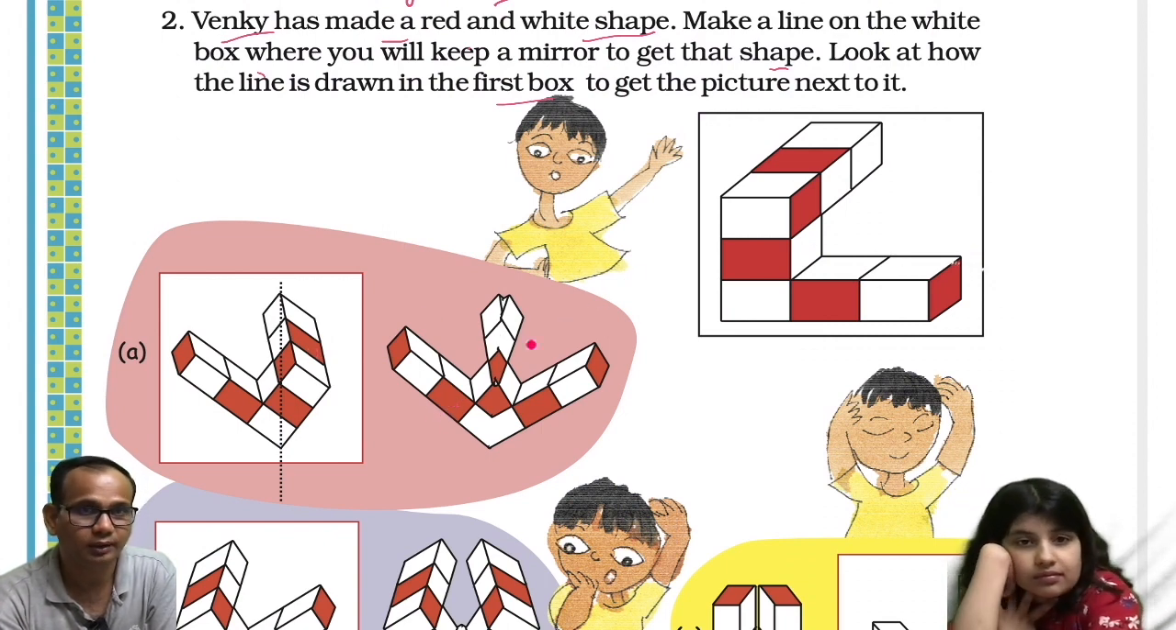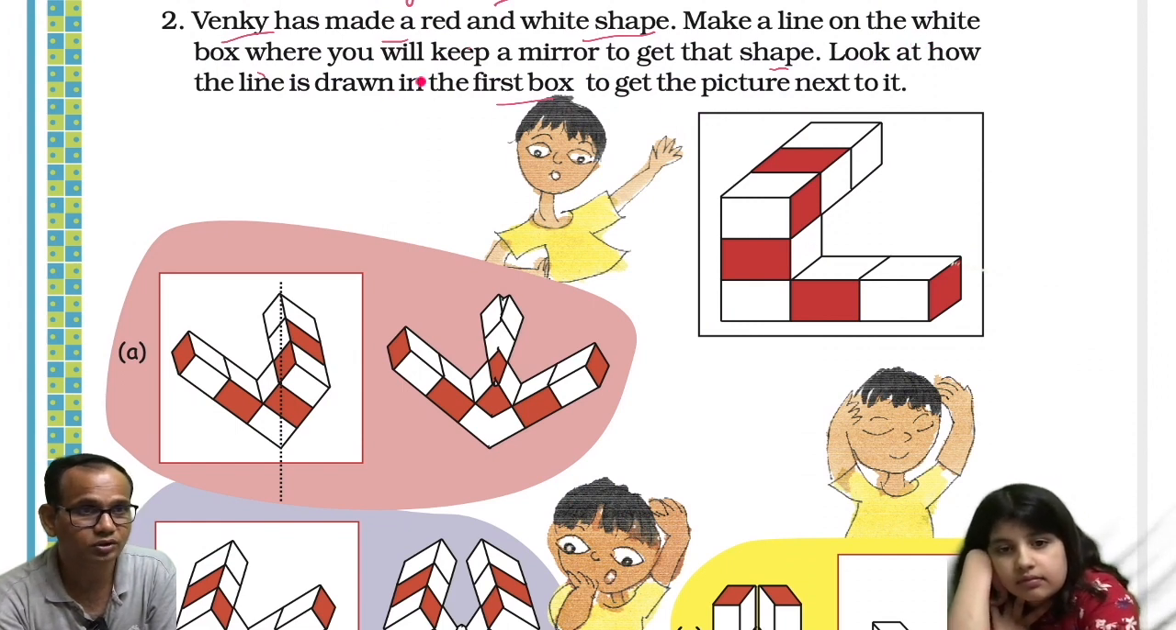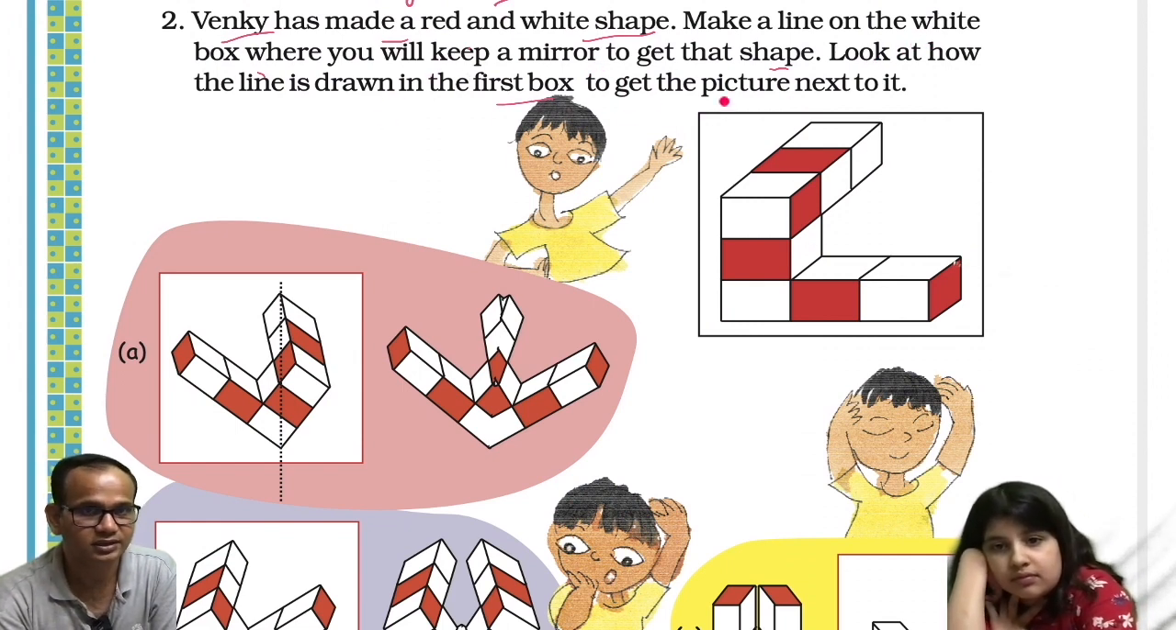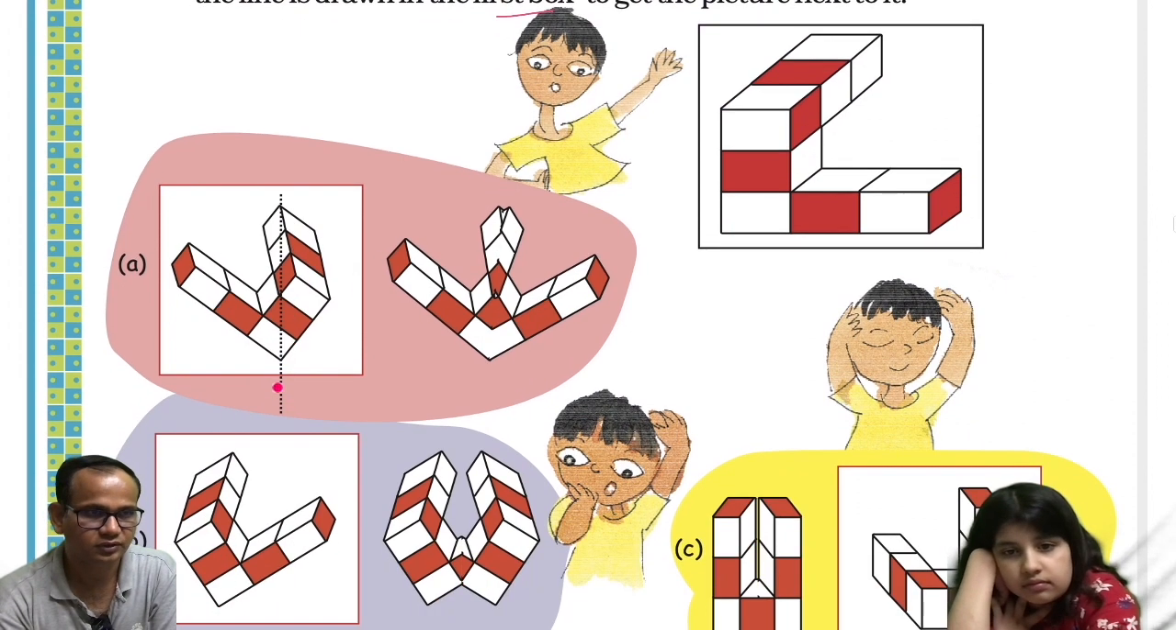Make a line on the white box where you will keep a mirror to get that shape. Look at how the line is drawn in the first box to get the picture next to it. So what is happening, Havisha, in this box?